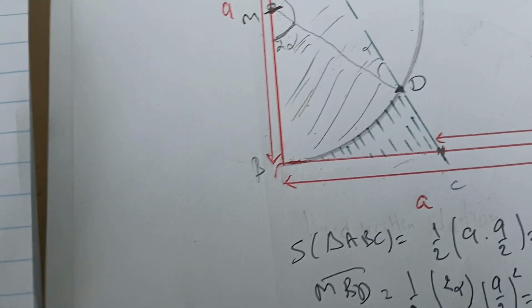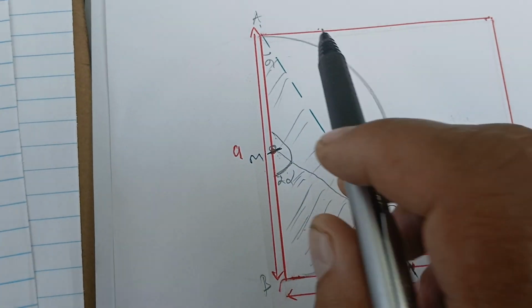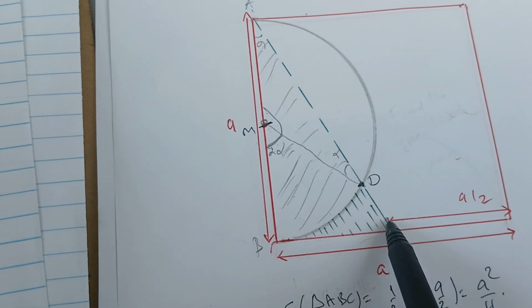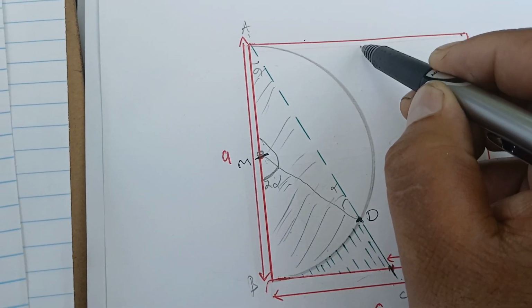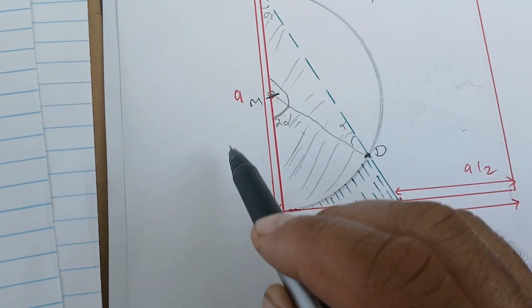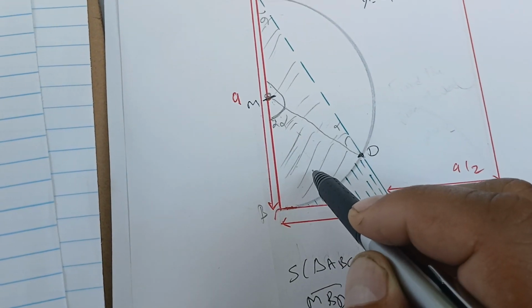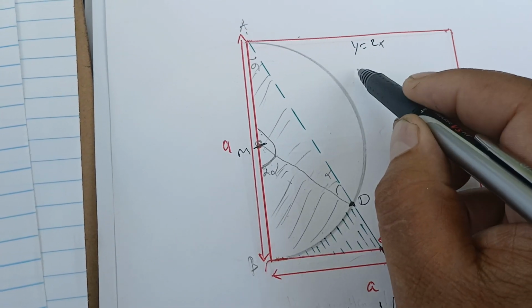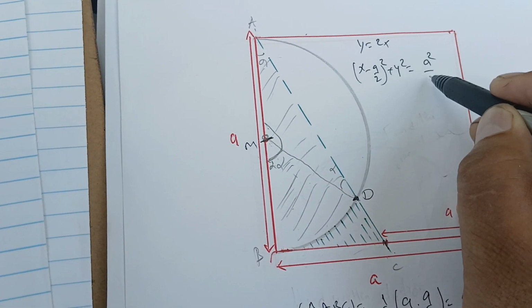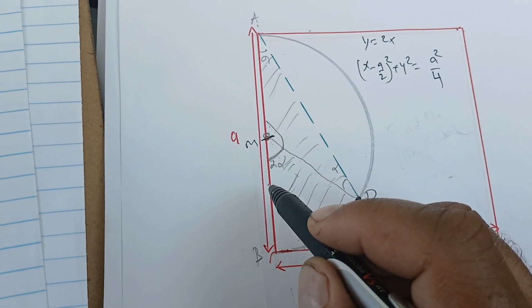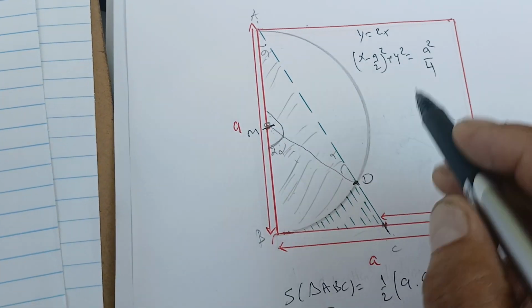And there is another way to do this problem. So we can use calculus. If we take A as the origin, what's the equation for this line? This line is going to be written as y equals 2x, and the circle is centered at a over 2, 0, and has radius a over 2. So the equation of the circle is x minus a over 2 squared plus y squared equals a squared over 4.